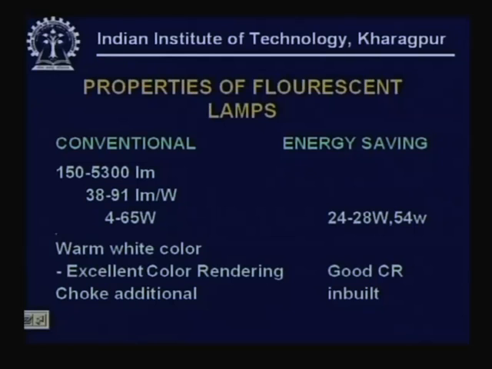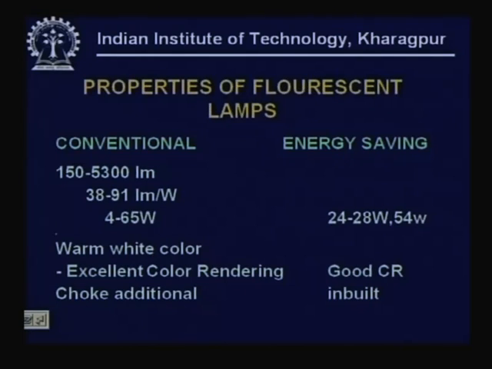If we compare the fluorescent lamps, we have conventionally varying ones. In fact, you have tiny fluorescent lamps which can give around 4 watts. They operate anywhere from 150 lumens for a small one to about 5300 lumens for a large one, consuming about 65 watts. These are available in terms of energy savings. I did mention that saving of energy has become a key word these days.